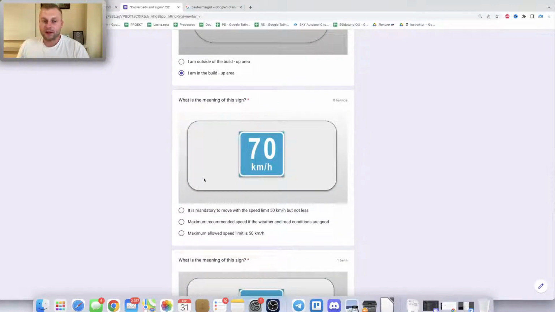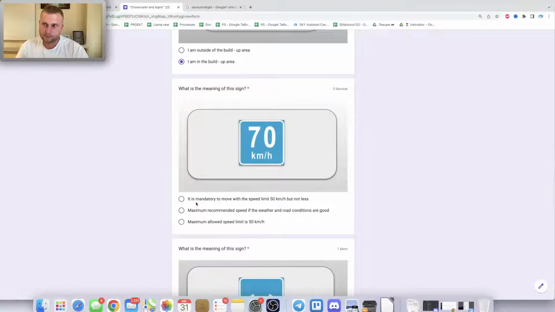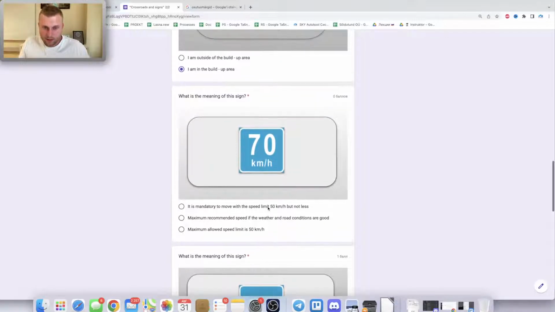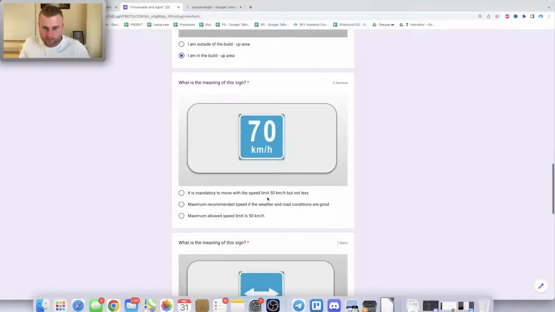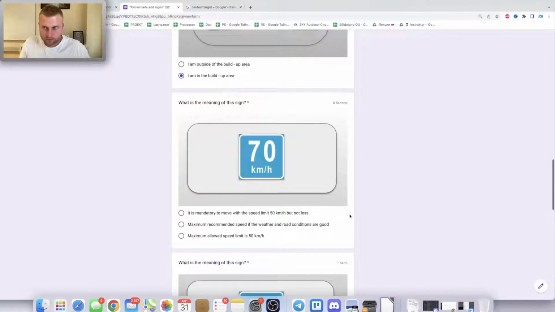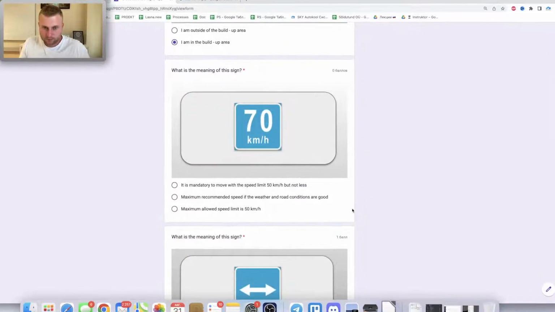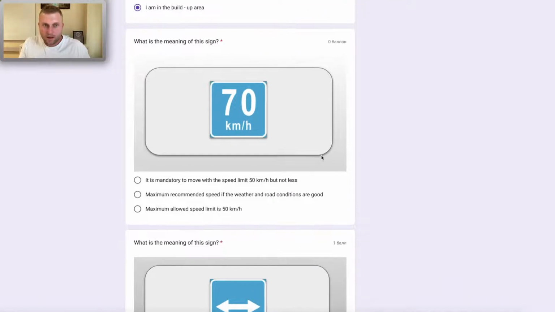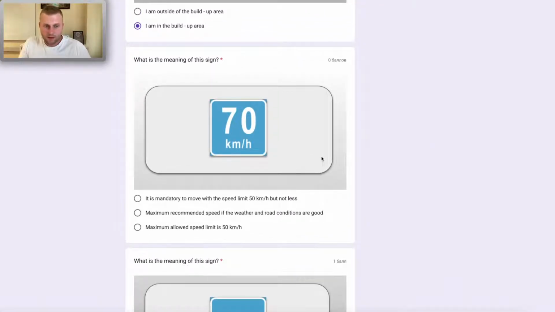Okay, what's the meaning of this sign? Speed limit per hour. So what's the correct answer then? B. Maximum recommended speed, if the weather and road conditions are good.